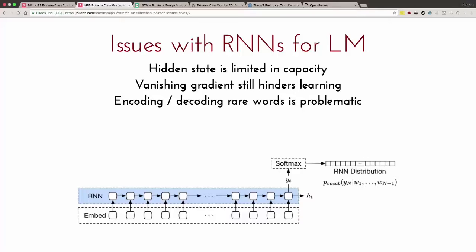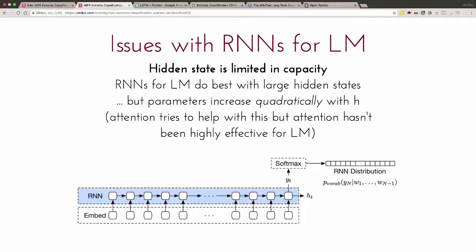The three big things I'm going to be talking about: first, hidden state is a huge limitation for the capacity of these networks. These recurrent neural networks do best when they have huge hidden states, but when you increase the size of the hidden state, the parameter size increases quadratically. So you're either going to run out of memory or you're going to have a very poor time training these things the larger you make them, even though that's exactly what you want to get the best results.